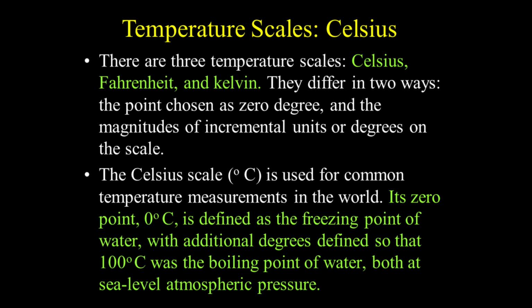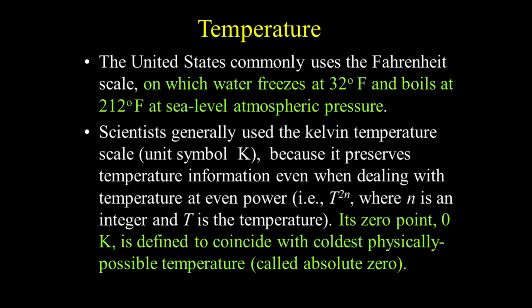The Celsius scale, or degrees Celsius, is used for common temperature measurements in the world. Its 0.0 degrees Celsius is defined as the freezing point of water, with additional degrees defined so that 100 degrees Celsius is the boiling point of water, both at sea level atmospheric pressure. The United States commonly uses the Fahrenheit scale, on which water freezes at 32 degrees Fahrenheit and boils at 212 degrees Fahrenheit at sea level atmospheric pressure.